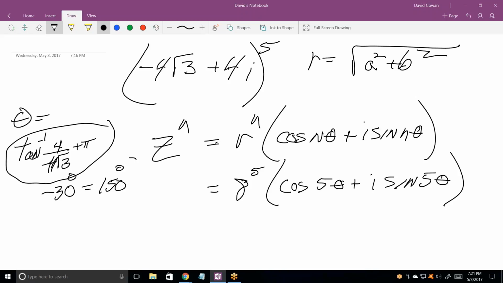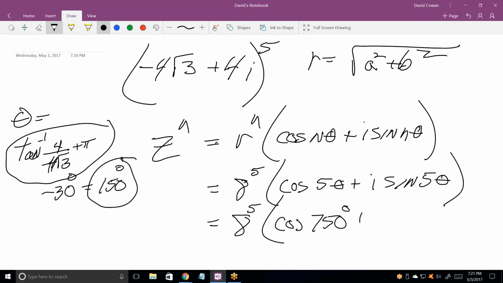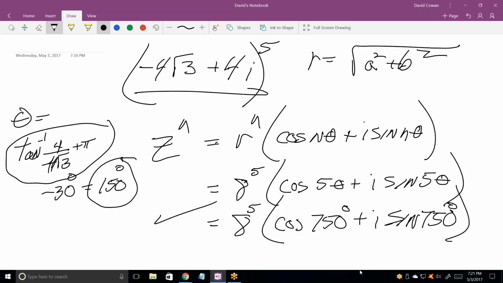So once you come up with the angle that you think is correct, you can check it to make sure it's in the right quadrant. It is. So here's my answer: 8 to the 5th times cosine of 750 degrees plus i sine of 750 degrees. And isn't that a whole lot easier than taking that to the 5th power? Yeah. So De Moivre, this is a brilliant theorem.